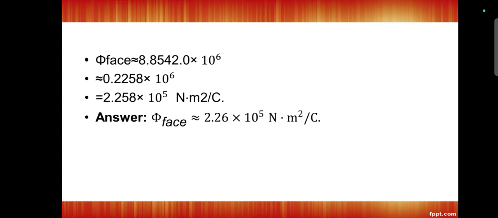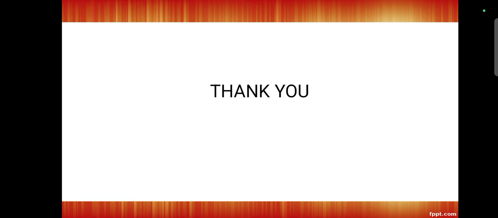So this is the flux through one face. In total there are 6 faces, and each face will have this flux value, 2.26 into 10 power 5 newton meter squared per coulomb.